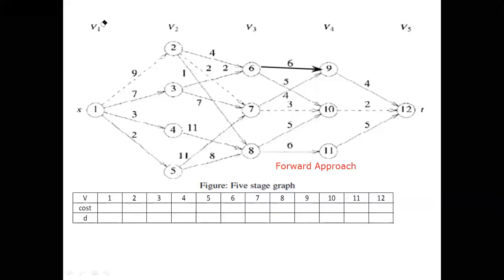Now, the first step is we have to start with 12. It is very easy here. 12 is the last vertex and its stage number is 5. What is the distance from 12 to 12? Already you know that it is 0. That is the first step we have to write.